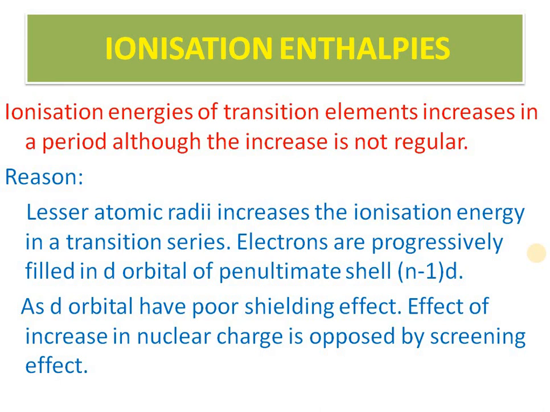Because the electrons are filled progressively in the d subshell, which is of the penultimate shell, n-1. As d orbitals have poor shielding effect, the effect of increase in nuclear charge is opposed by the screening effect. These two factors are opposing. If I am talking of increase in nuclear charge, size will decrease.